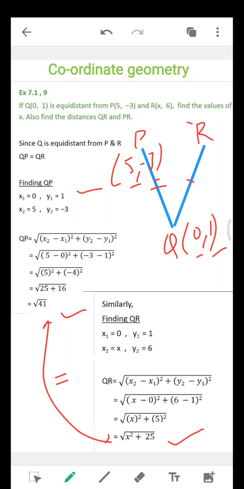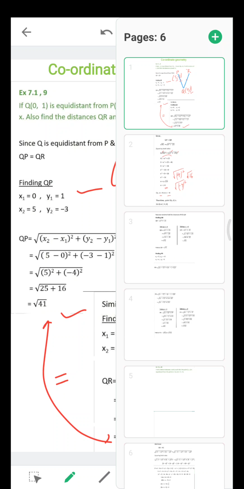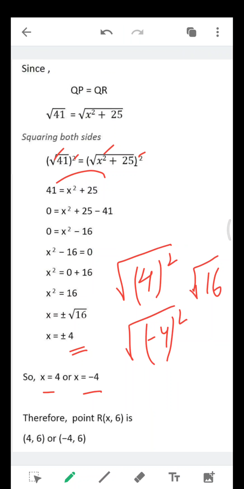What is R? It was given as x comma 6. Now what is the value of R? The value of x is 4 or minus 4. So we have got the value of x as 4 or minus 4. Now we have got two cases.